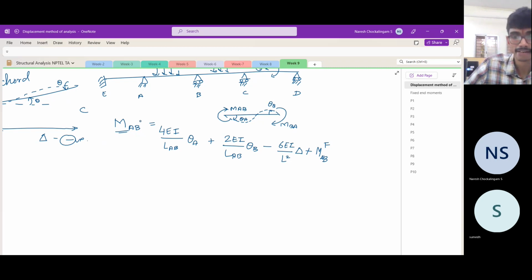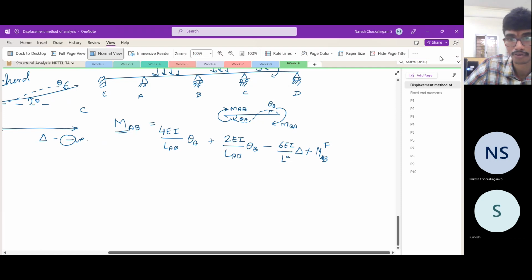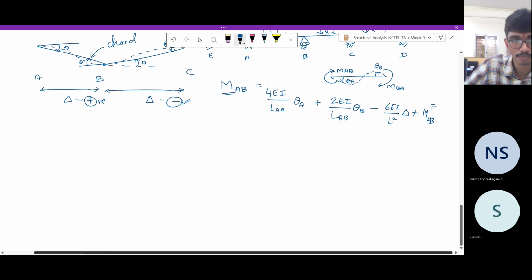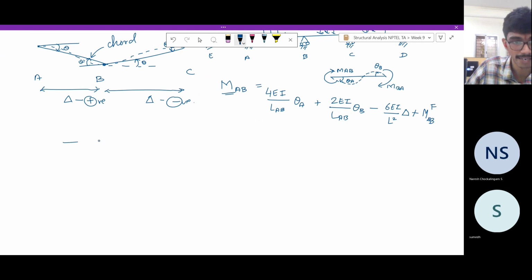So how is this derived? Professor would have derived it in his lectures. Let me just give a sketch of what that is. So basically it follows superposition. Suppose we have the span AB deforming in all possible ways. So this is the initial undeformed configuration, and after deforming, it goes to something like this. So the chord has rotated by some angle.